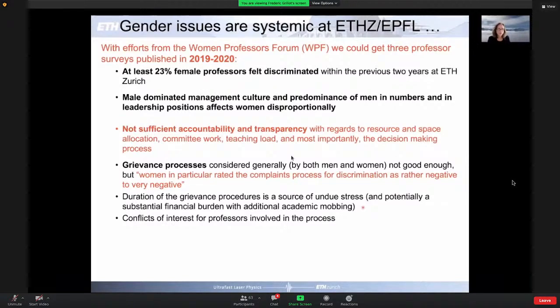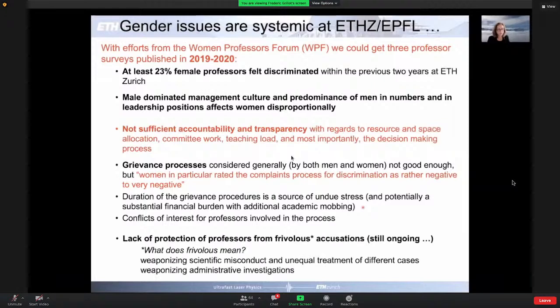And also the duration of the grievance process is a source of undue stress, and the substantial financial burden that goes into this also gives strong indication for academic mobbing. The conflict with the professor involved in the process was a real issue because very often retired professors with their informal network actually were part of or were leading the grievance processes. And there was a lack of protection of professors from frivolous accusations. And I'll give you examples of what that really means.